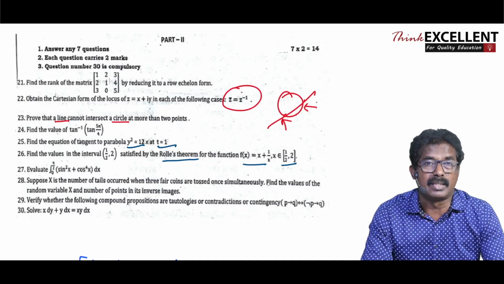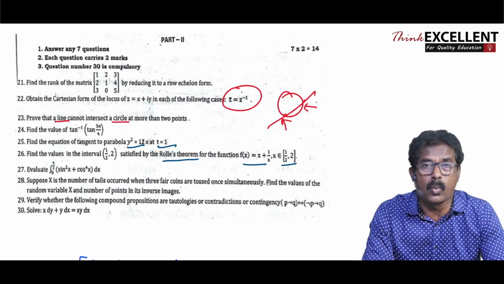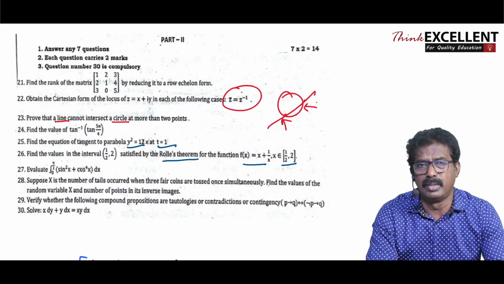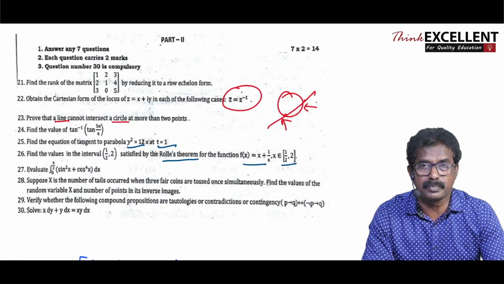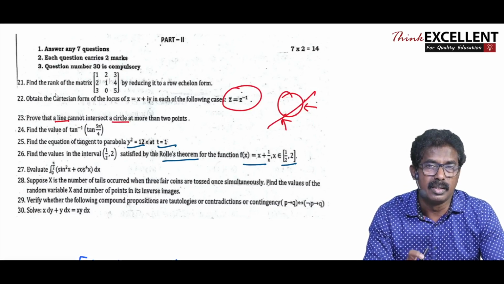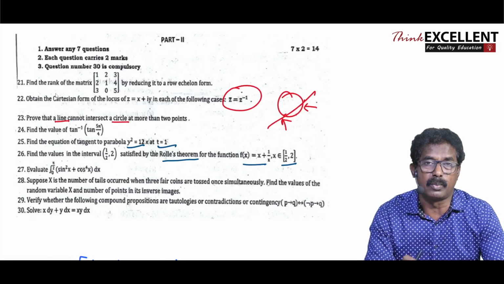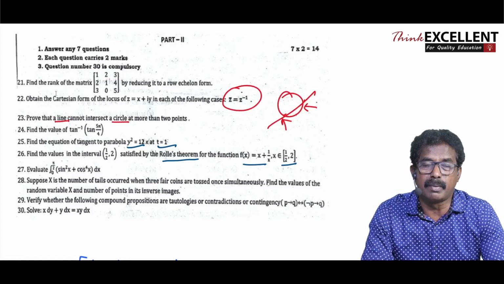Rolle's theorem has 3 conditions. f of x is continuous in the closed interval AB. f of x is differentiable in the open interval AB. f of A is equal to f of B. Then there exists at least one c in the open interval AB such that f dash c equal to 0. Lagrange's mean value theorem has a small change: only 2 conditions. The third condition, f of A equal to f of B, won't be there. Only the first 2 conditions, then f dash c is equal to f of B minus f of A by B minus A.